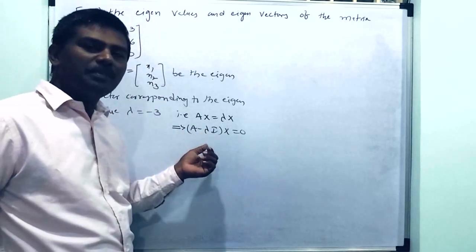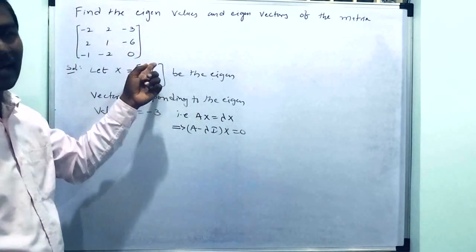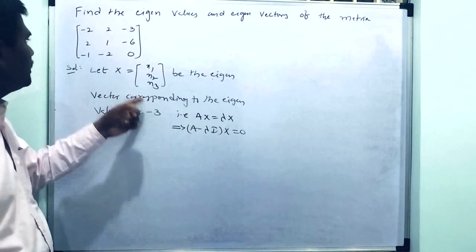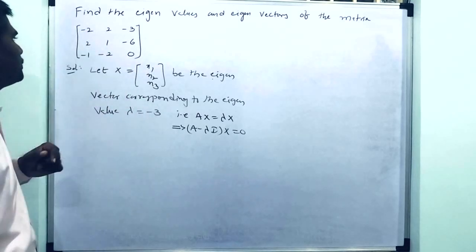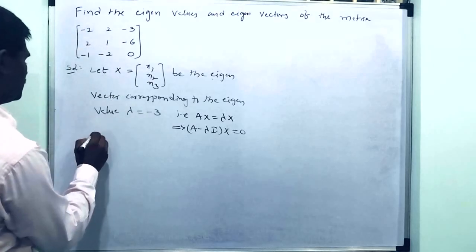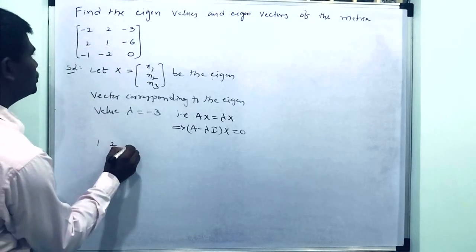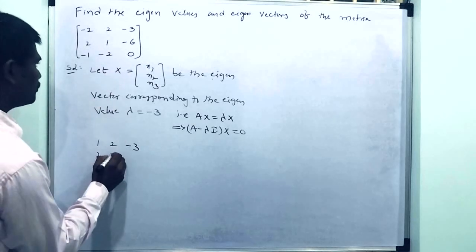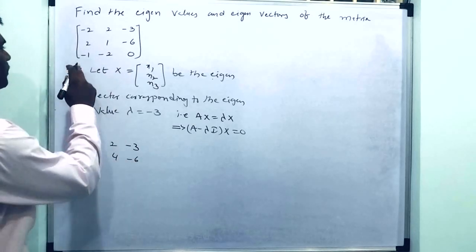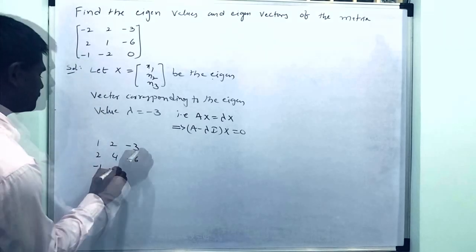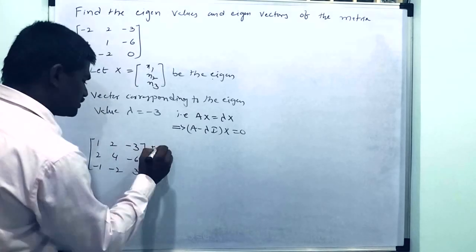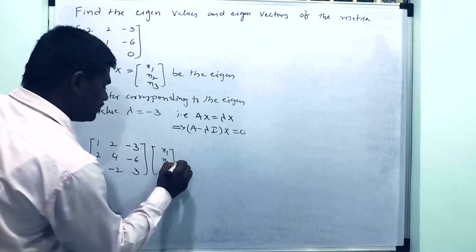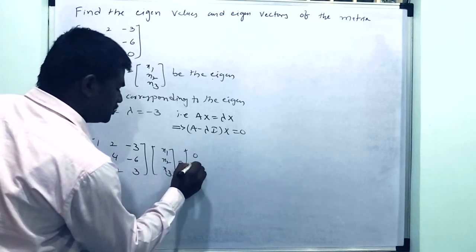You need to subtract lambda from the diagonal, which is minus 3. That means minus minus, plus 3. You need to add 3 to the diagonal. Then this becomes -2 plus 3, 1, 2, -3; 2, 1 plus 3, 4, -6; -1, -2, 3, into x1, x2, x3 equal to 0, 0, 0.